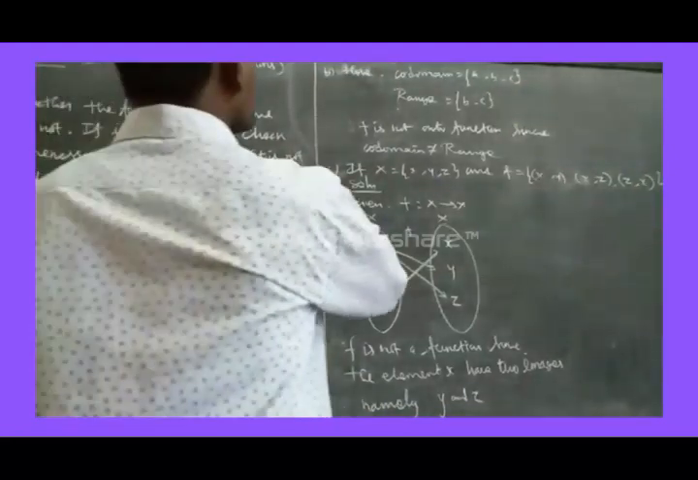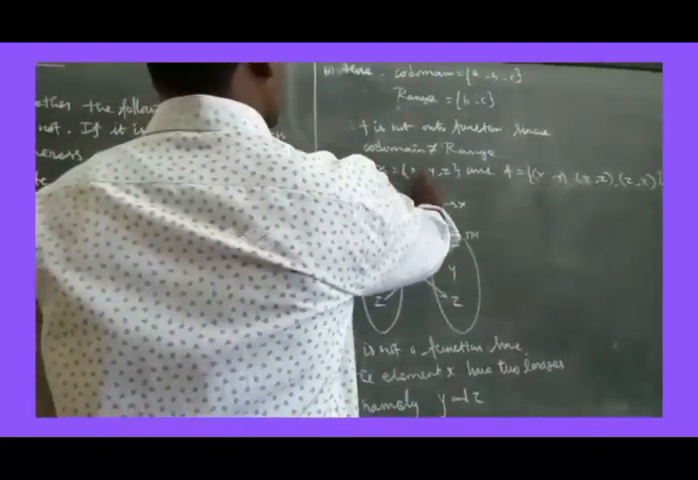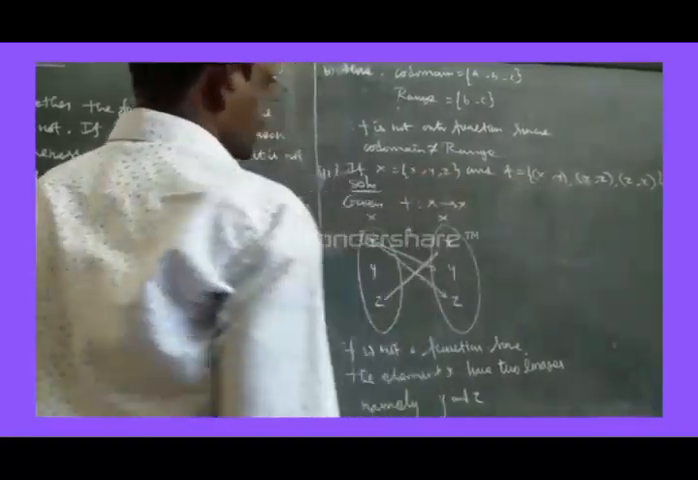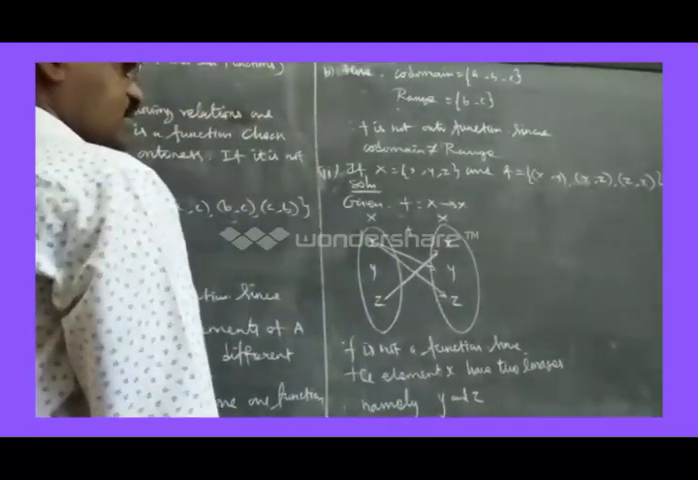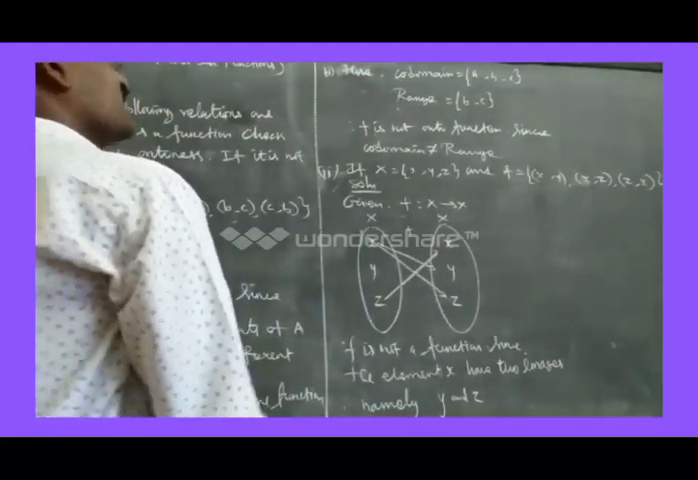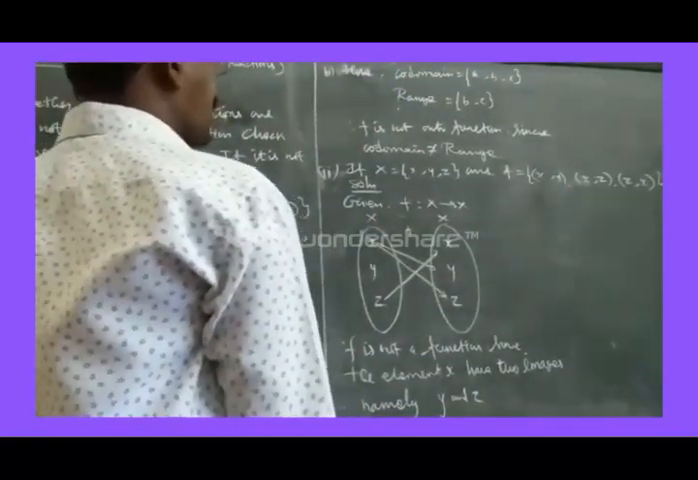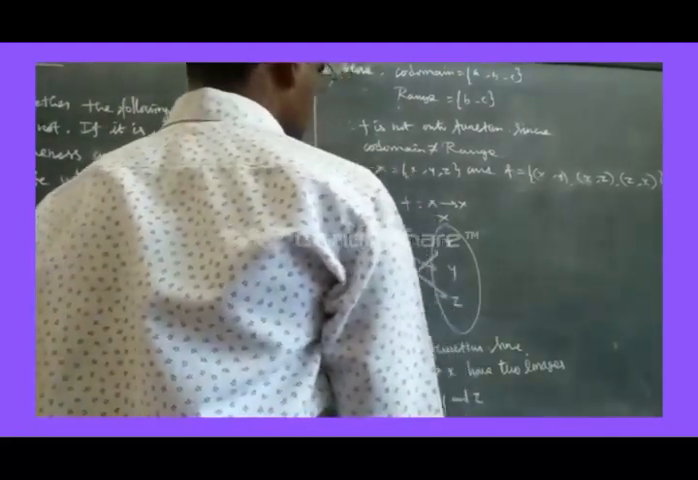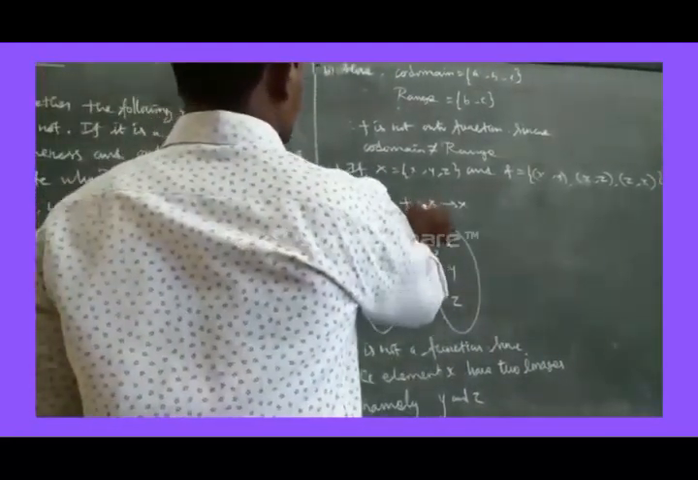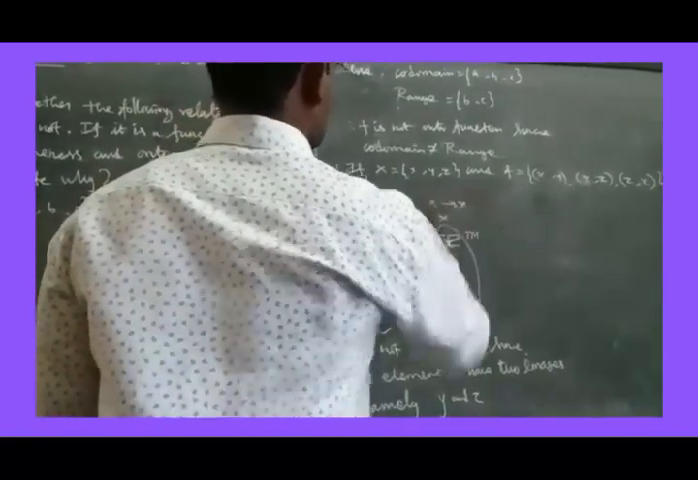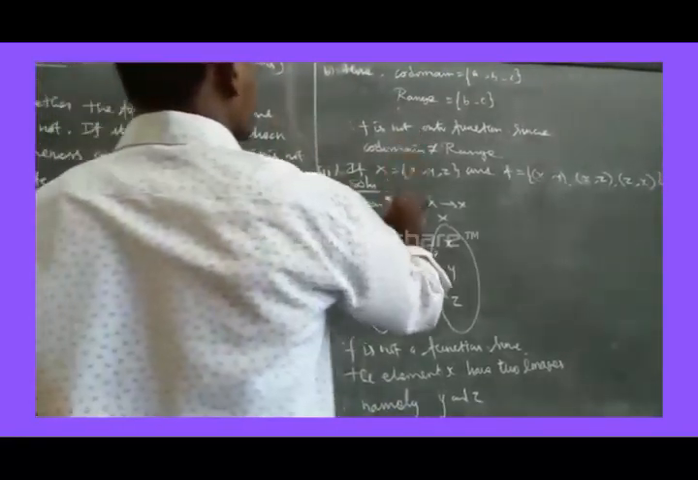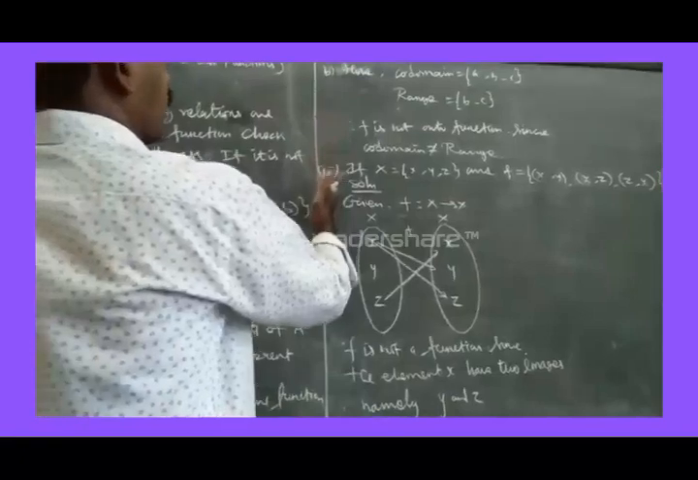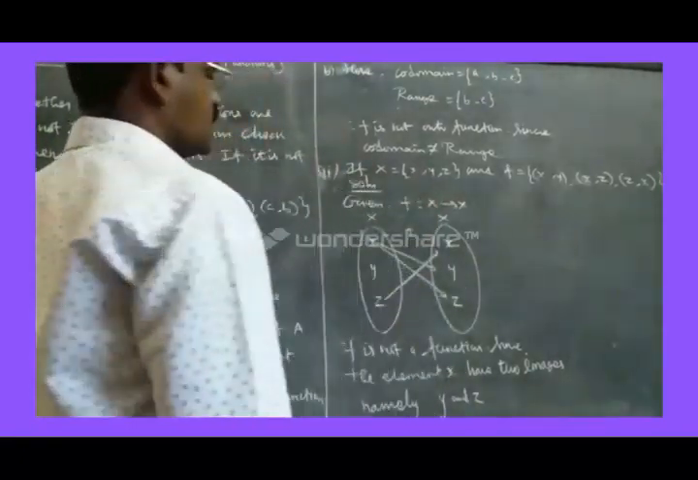So the second one: X equal to {x, y, z}. So X has three elements, namely x, y, z, and the function f equal to {(x, y), (x, z), (z, x)}. Solution: given f from X to X.